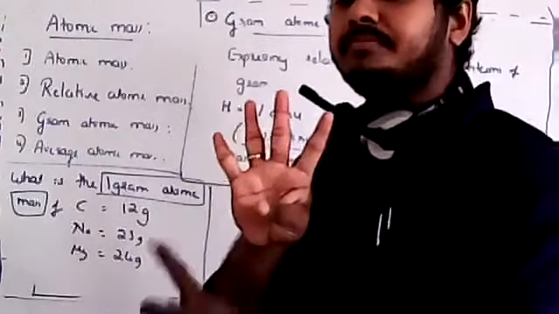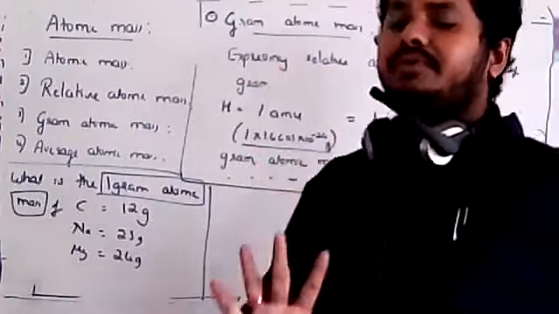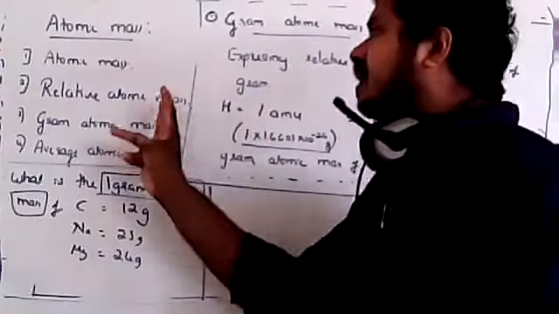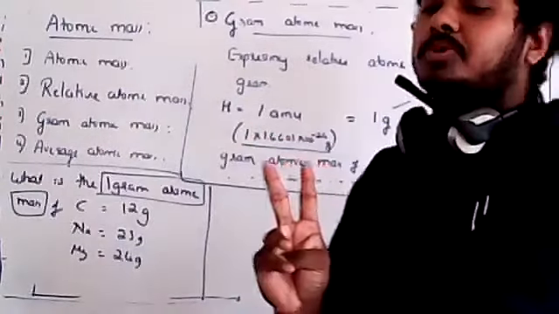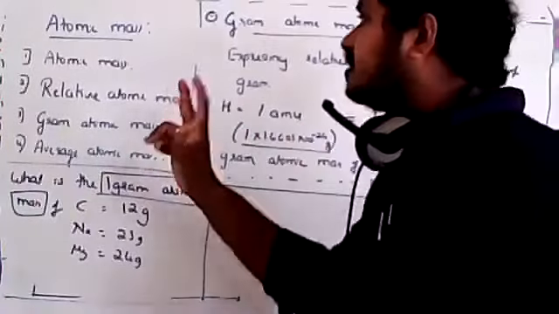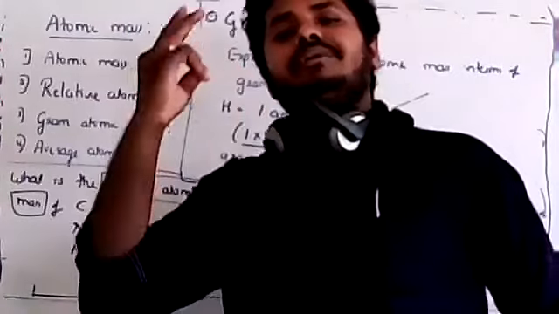That is the definition. The definition tells you the mass of an atom compared with 1/12 the mass of the carbon isotope. Second thing we have discussed here is the formula. The formula would be the mass of an atom divided by 1/12 the mass of the carbon isotope. And the third thing is finding the value by substituting the values.